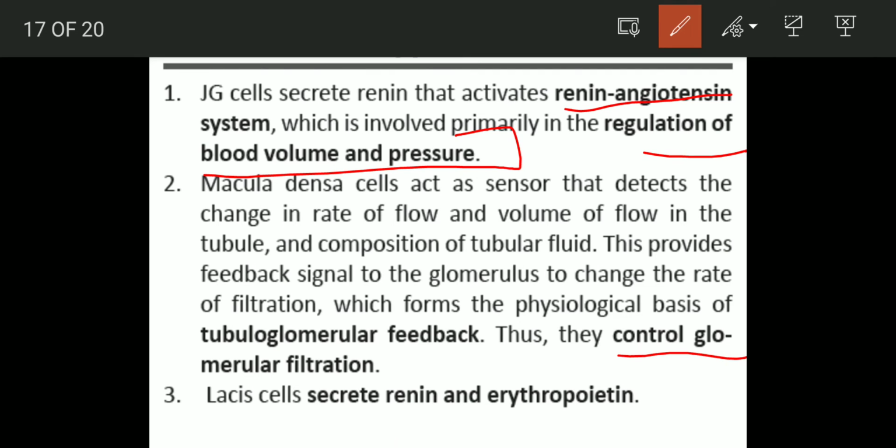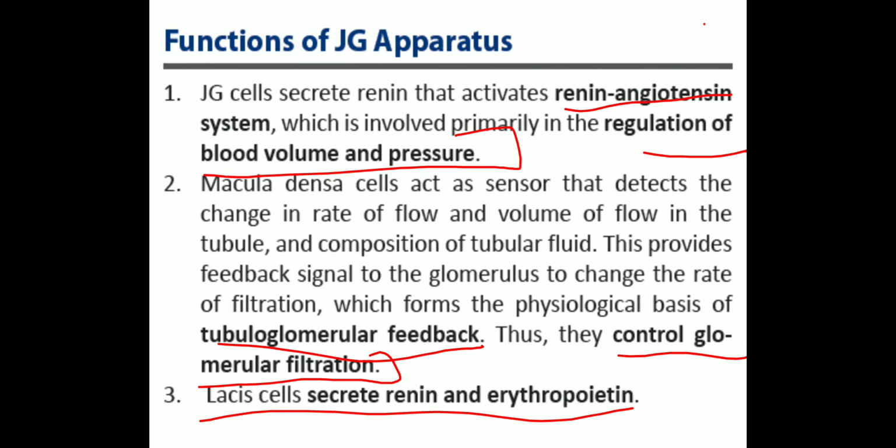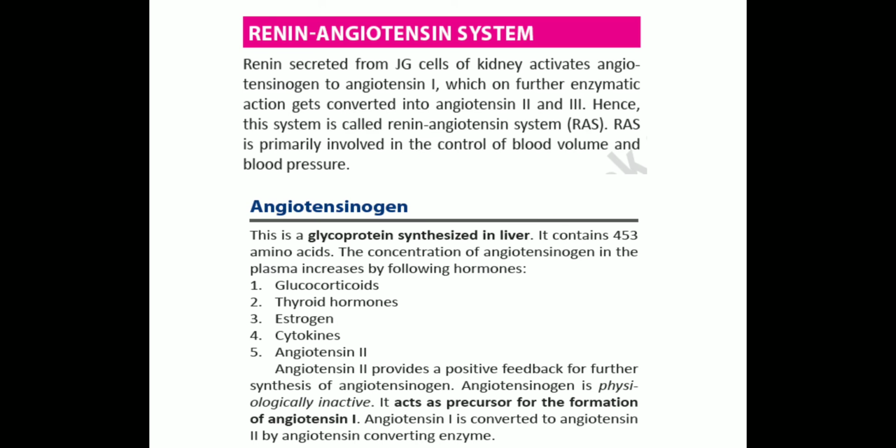So what will this do? This will control the filtration membrane, via the tubuloglomerular feedback. In the next classes, we'll be discussing how this tubuloglomerular feedback occurs, and these Lacis cells will be secreting this. Okay, so we have discussed this. Now comes the renin angiotensin system. This is a system which basically maintains your blood pressure. This will maintain your blood volume. Okay, and it has a long-term regulation.